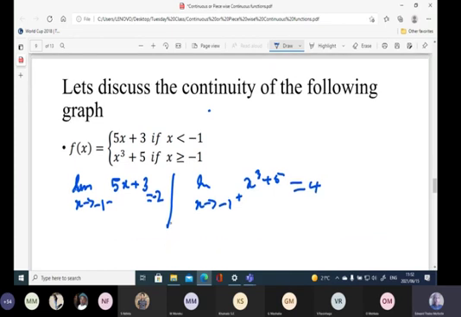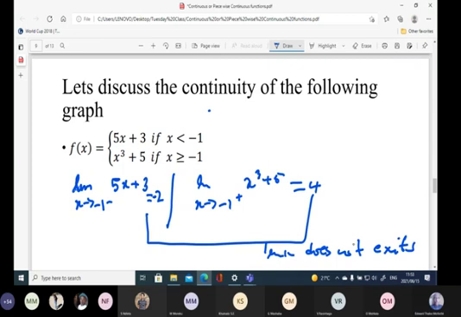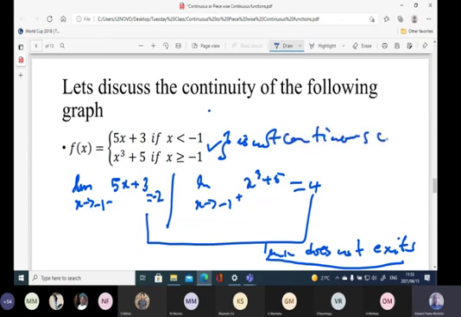Now, the fact that our limit at -1 is approaching 2 different values, we conclude that the limit does not exist. So we conclude that the given function is not continuous at x equals -1. So that's our conclusion.